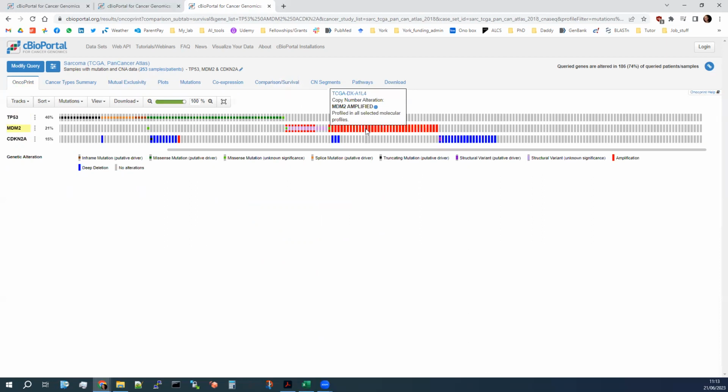So yes, MDM2 stops P53 activity. In these cancers, you're actually increasing the amount of MDM2, so it's more likely that it's able to stop P53 activity. So this is really, really important. Multiple different ways of breaking a pathway. So that's the sarcoma example. Hopefully you'll come back for example number 2.